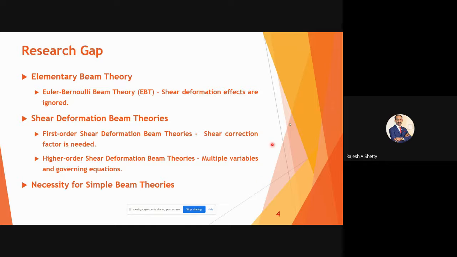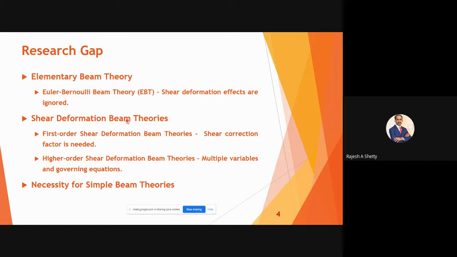So this is the research gap. We have all studied the elementary beam theory in our mechanics of solids subject. We are familiar with the Euler-Bernoulli beam theory, or elementary beam theory. Using the Euler-Bernoulli beam theory, we can capture only the bending deformation. We can't capture the shear deformation. Therefore, the Euler-Bernoulli beam theory can be used only for slender beams.